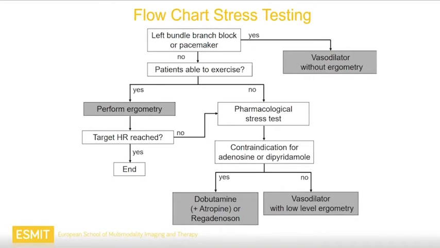In some cases, if the patient is able to do some exercise but cannot reach the target, then we can couple exercise and drug stress. Of course, it depends on the contraindication of dipyridamole and adenosine. In that case, we can move to regadenoson or dobutamine, and sometimes just the combination of a vasodilator and a low level of ergometry is enough to get the ischemic point.